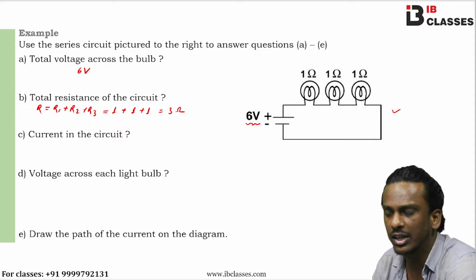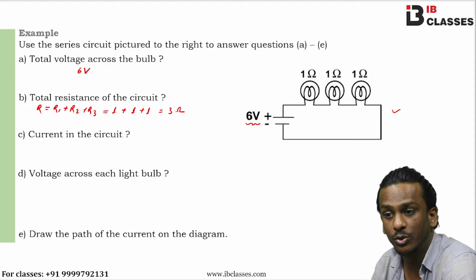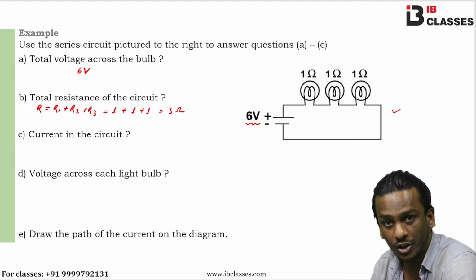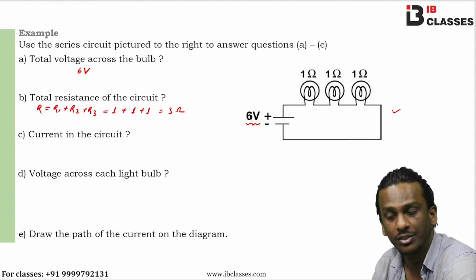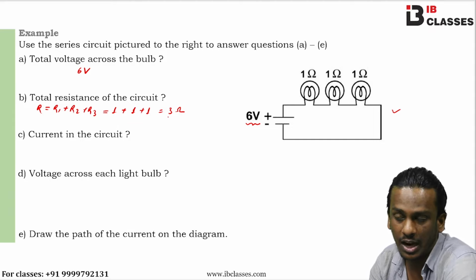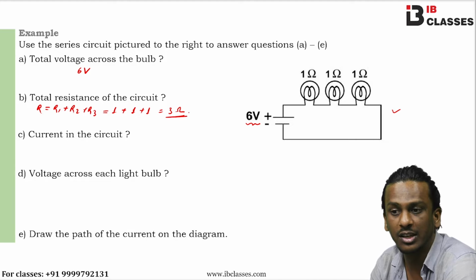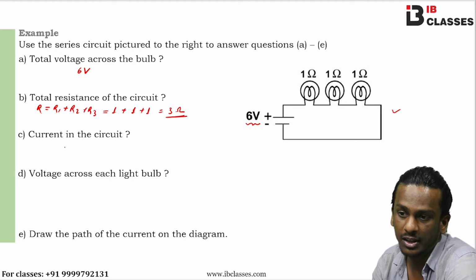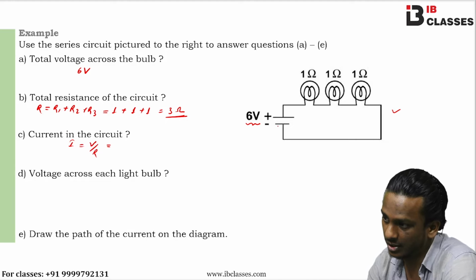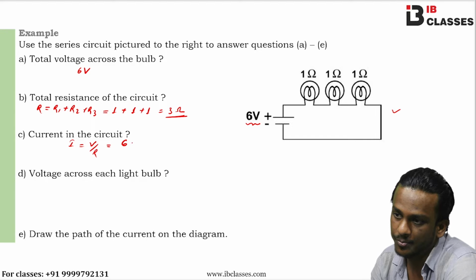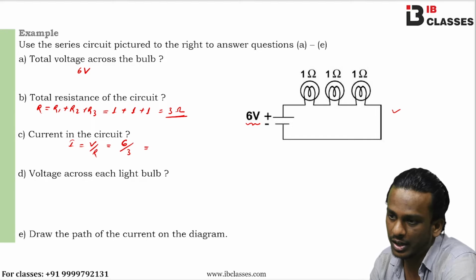The third one is the current in the circuit. To calculate the current in the circuit, you require the voltage of the circuit as well as the total resistance of the circuit. Here we have already calculated the total resistance of the circuit is 3 ohm. That's why we can use I equals V over R. The voltage across the given circuit is 6 volt over 3. It will be 2 ampere.